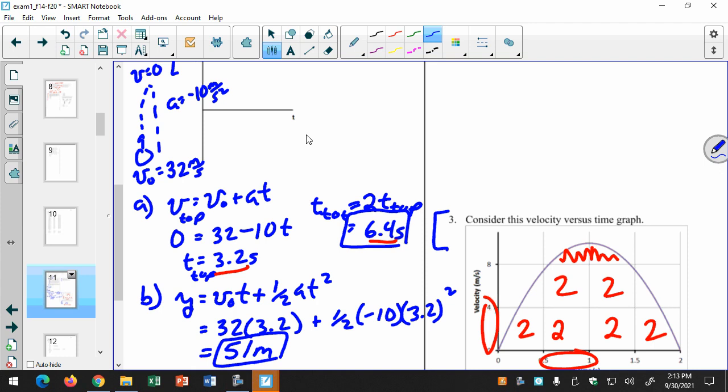Just some things to check out. Make sure you get this negative. Make sure that you don't forget the square. And make sure that you get the time right here, because we already have a couple times floating around in this problem. Make sure you don't use 6.4 instead of 3.2.